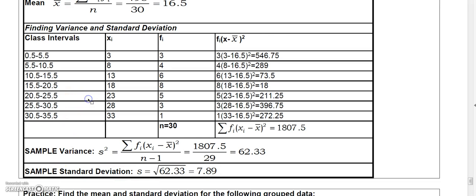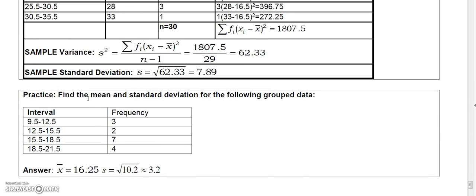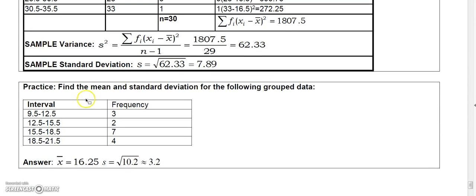Now I'll leave you with a practice problem here that you can do to find the mean and the standard deviation for this grouped data here, and the answers are given below.